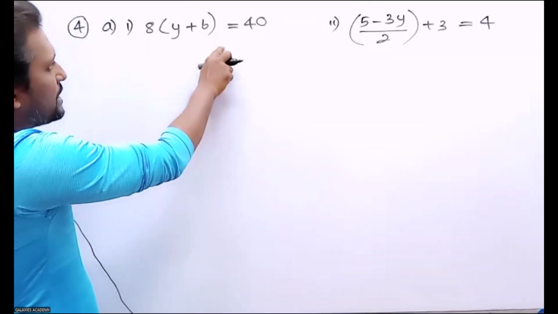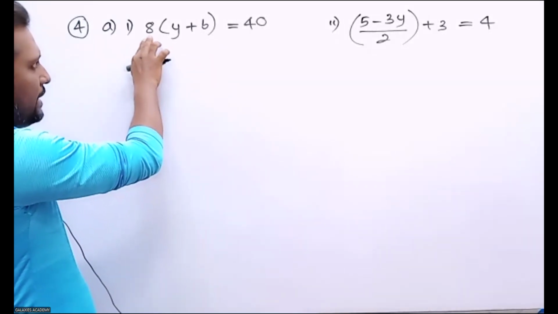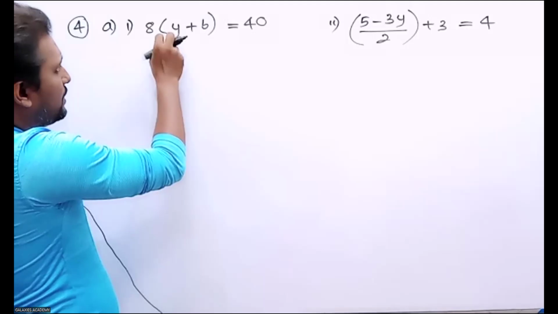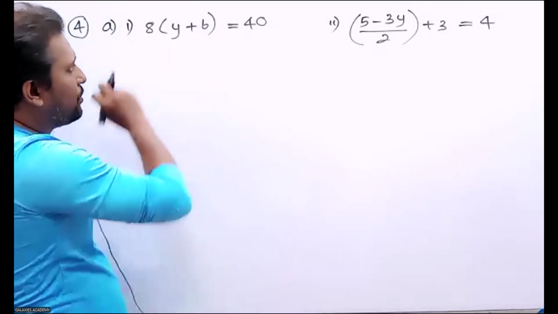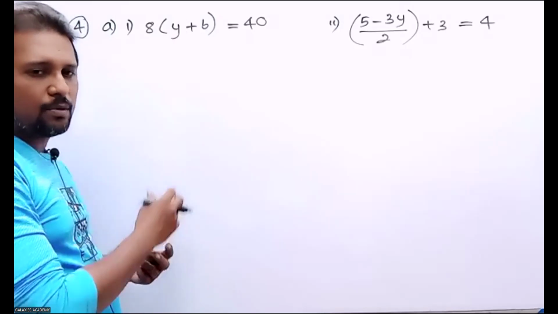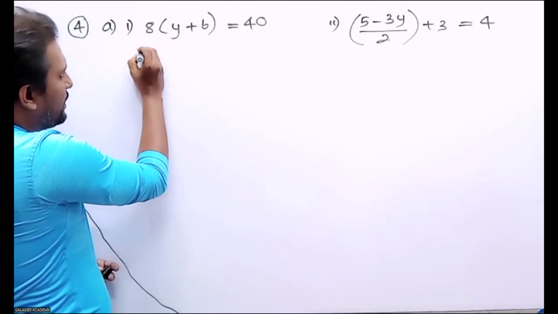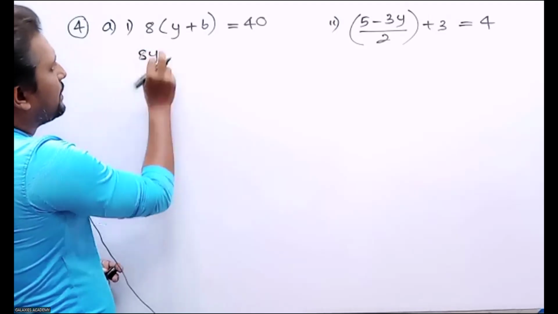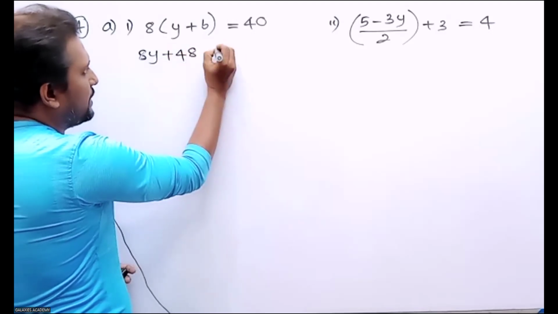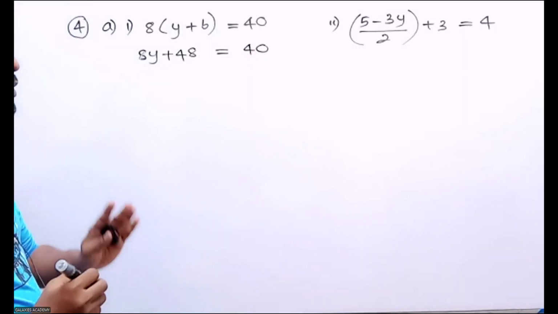First you have to remove this bracket, right? Also, if you want, you can remove this 8, but I am going to remove the bracket first. How can you remove the bracket? All inside the term of the bracket you have to multiply by the outside term. The outside term is positive 8, so you have to multiply by positive 8. Positive 8 multiply positive y, 8y. Positive 8 multiply positive 6, positive 48, equal 40. Right, now I removed the bracket.